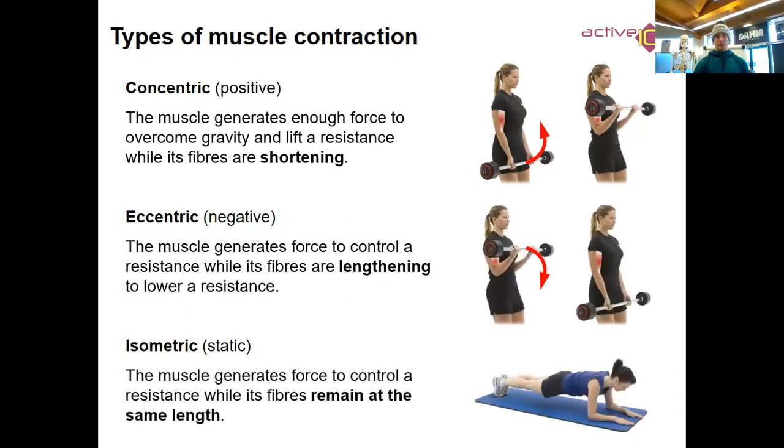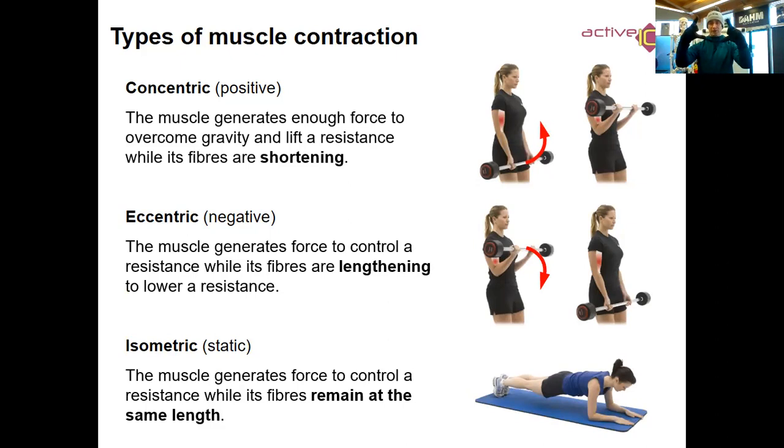Then we have isometric. Isometric contractions suggest that there is no movement. The most obvious example that you'll often see in literature is a plank. In a plank, you get into a position and you stay still, and we're asking lots of muscles to recruit to hold that position and stay still. So it's often associated with core exercises or lower back exercises, isn't it?